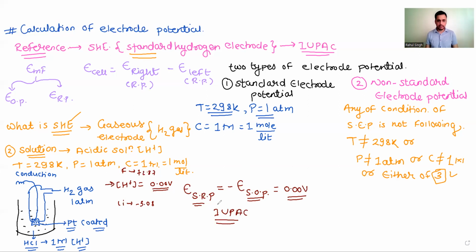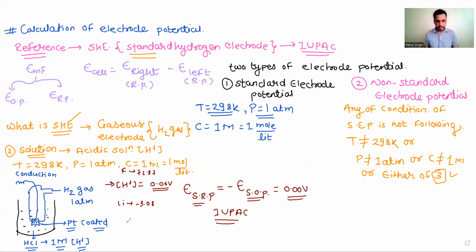This is a simplified thing. We don't need to do anything over here, that is concentration and all the terms. These are the things that we have to keep in mind. The standard reduction potential is 0 and the standard oxidation potential is also always 0 for this standard hydrogen electrode. So this is the assembly: here we have a platinum electrode, and hydrogen gas is filled from here.